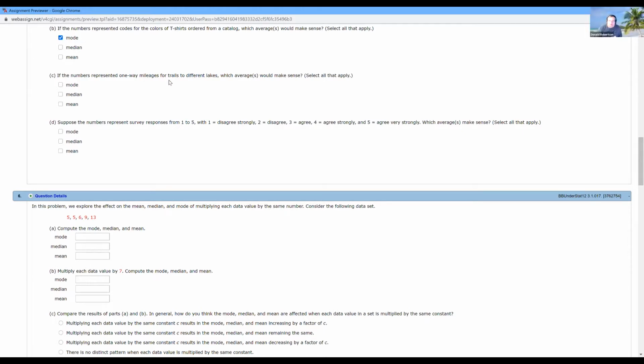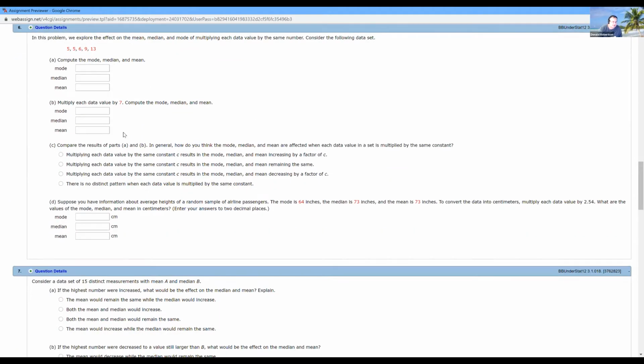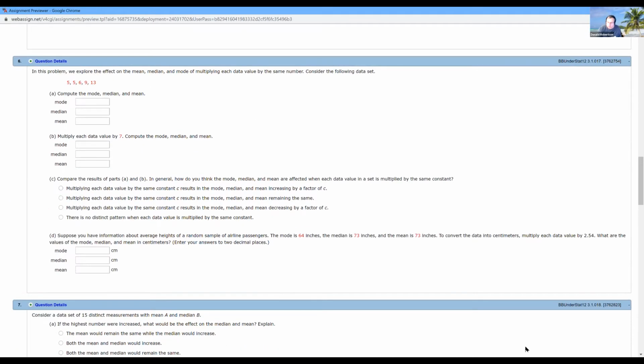But if the data represented the number of children in the family, or the heights or the weights of something, you could certainly use the mean or the median, right? That's essentially what's going on here. And there's another simpler type of question. I'm going to leave this for a minute because there are some questions there that I can now talk to.